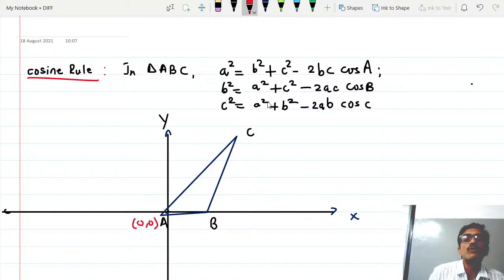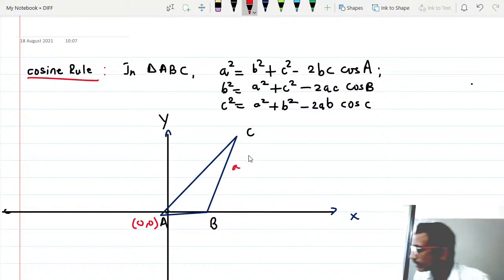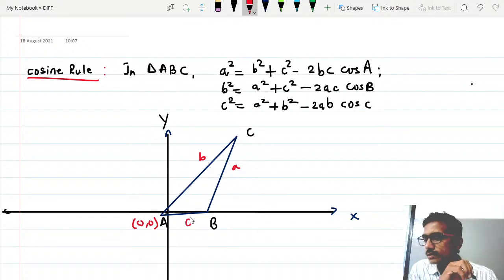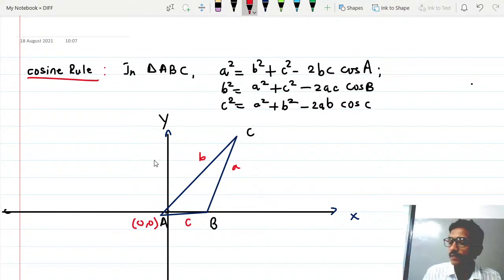And our usual notations: the side opposite to angle A we denote by small a, the side opposite to angle B by small b, and the side opposite to angle C by small c. Very good. Yes Dia, your answer is absolutely right. So the coordinates of A will be 0, 0.